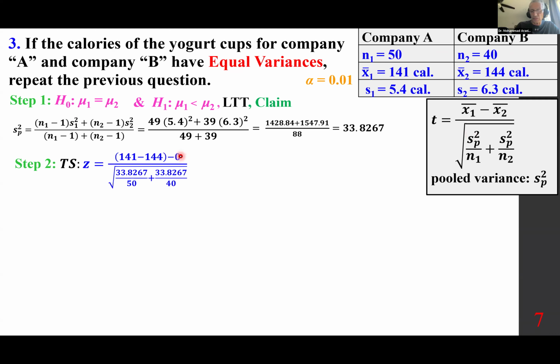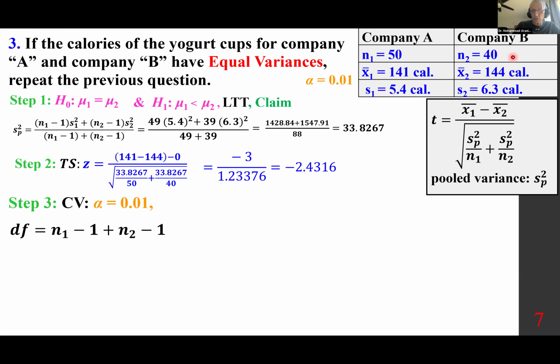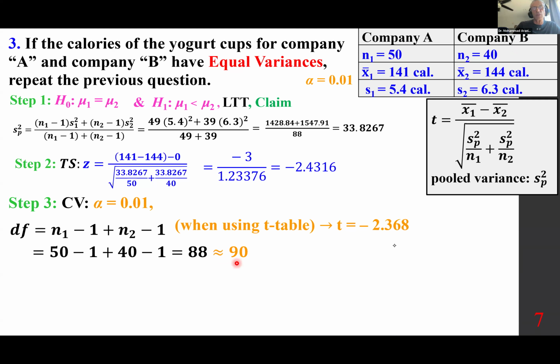As I've mentioned, this comes from what? And so you calculate, you get this one. The critical value alpha is 0.01. Now, degrees of freedom, because we are using equal variances, add them up: 50 minus 1, 40 minus 1, or 50 plus 40 minus 2. Okay, and we get 88. Why am I saying 90? If you go with the table, limitation of table, you don't have 88, you can go to the closest. Okay. And the table gives you this number.